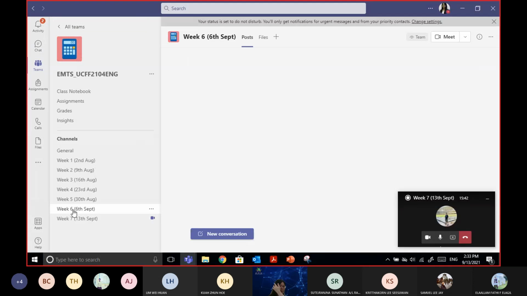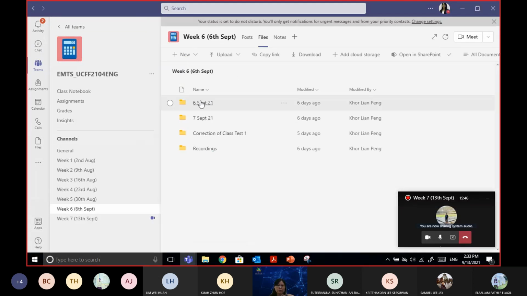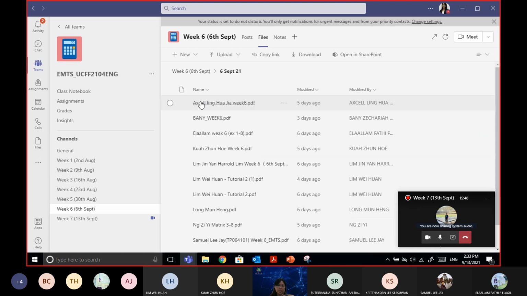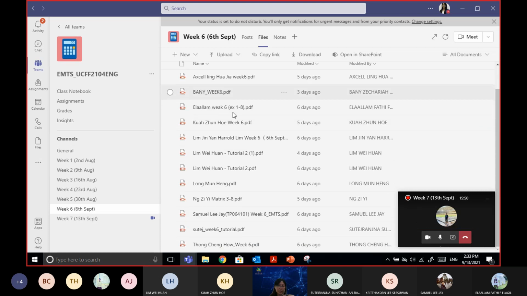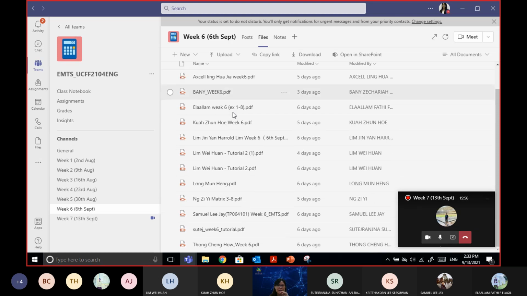Okay, so I'm checking before I continue. I'm checking the folder for last week. These are the students submitting the work for the tutorial, the tutorial questions that we have discussed. But I think 3 other students haven't submitted. Okay, so it raised my concern whether you really understand, whether you really practice.